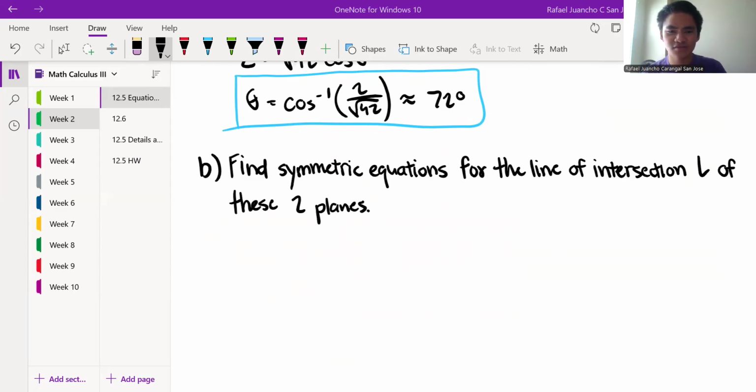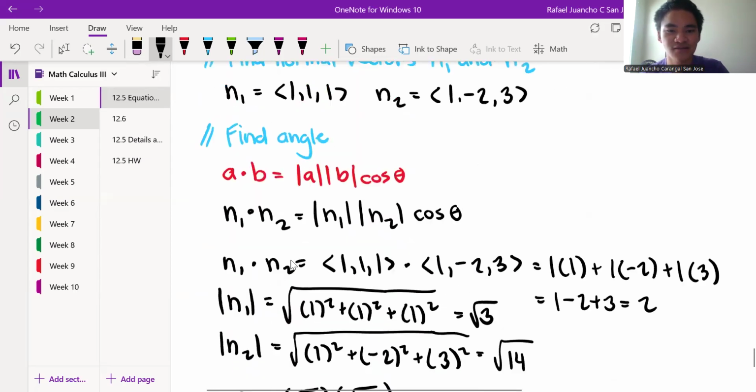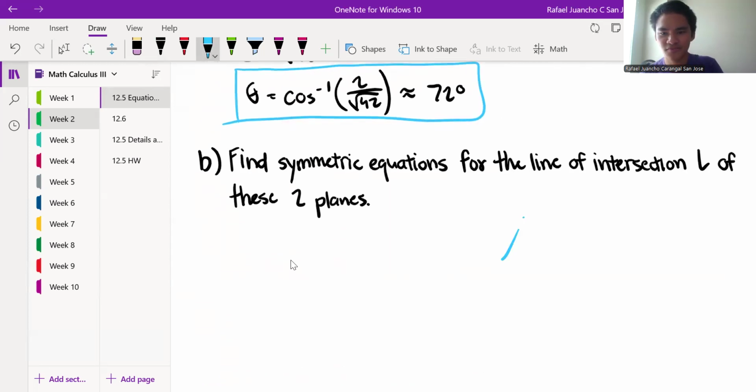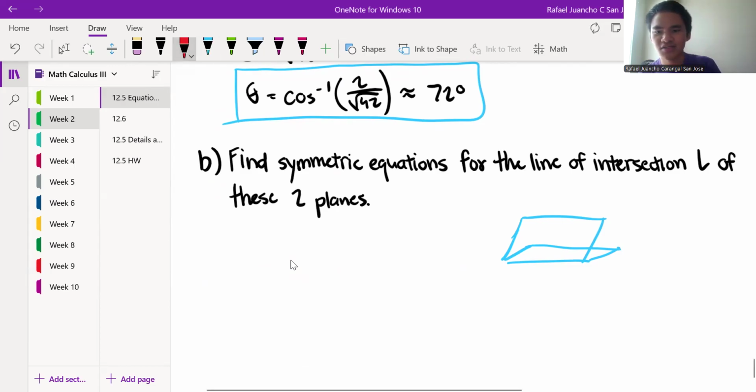So let's quickly draw my two planes. One was like here, another one was like that. And then apparently there's a line that intersects those two planes. Let's say that line is here. It's line L.